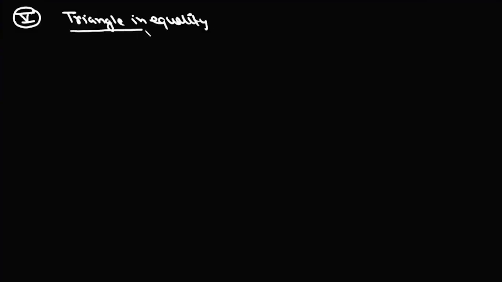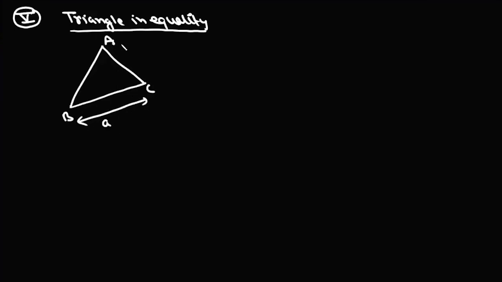Though this inequality is very simple, it has very wide applications in multiple fields and gives access to very interesting inequalities. Now here the inequality is: if there is a triangle ABC whose side lengths are small a, small b and small c, then we know that the triangle inequality dictates the sum of two sides of a triangle is always greater than the third side.